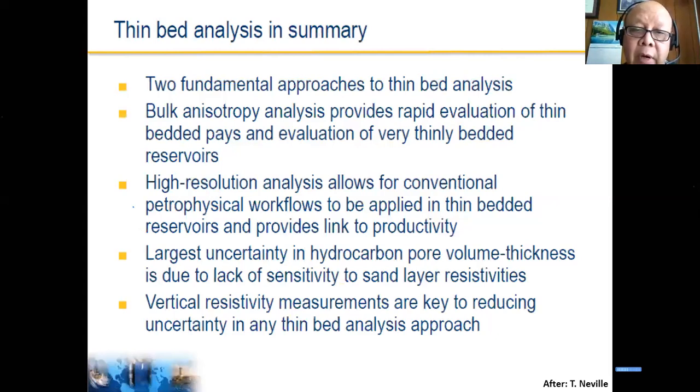So in summary, the two fundamental approaches to thin bed analysis: bulk anisotropy analysis provides rapid evaluation of thin bedded pays and evaluation of very thinly laminated reservoirs. High resolution analysis allows for conventional petrophysical workflows to be applied in thin bed reservoirs and provides links to productivity. Largest uncertainty in hydrocarbon pore volume thickness is due to lack of sensitivity to sand layer resistivities. Vertical resistivity measurements are key to reducing uncertainty in any thin bed analysis approach. So as we saw on the comparison, in the thinly laminated sands, actually the resistivity of sand is very close to the RV rather than the RH.